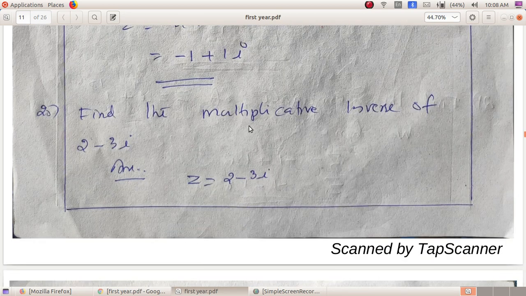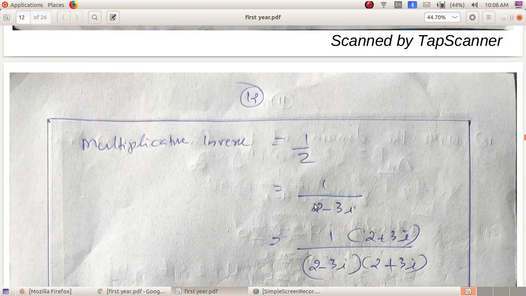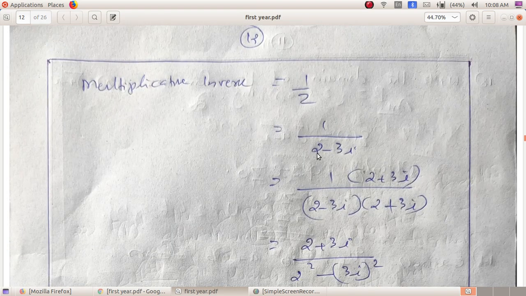Find the multiplicative inverse of 2 minus 3i. Here this question can be taken as z, 2 minus 3i. Multiplicative inverse means 1 by z. So 1 by 2 minus 3i. Taking the conjugate of the denominator, conjugate means the sign is changed to positive. The same number can be written in the numerator also, so that these two numbers can be cut. Therefore, the remaining part will be 1 by 2 minus 3i, same.